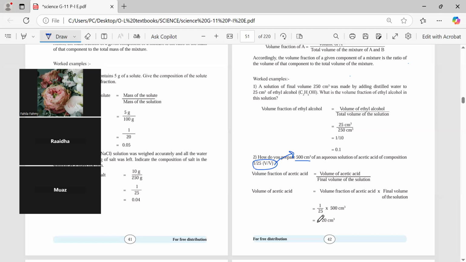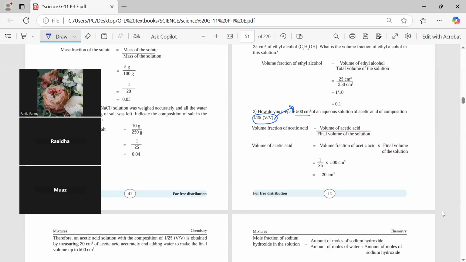Okay, so I'll repeat that. If you want to prepare 500 cubic centimeters of an aqueous solution of acetic acid, right, of the composition 1 over 25 volume fraction, all you have to do is multiply the volume fraction by the volume that you need, that is 500. Okay, so 1 over 25 into 500, you get 20 cubic centimeters.